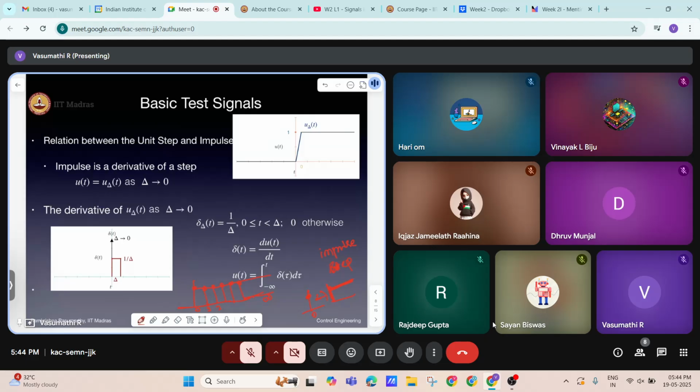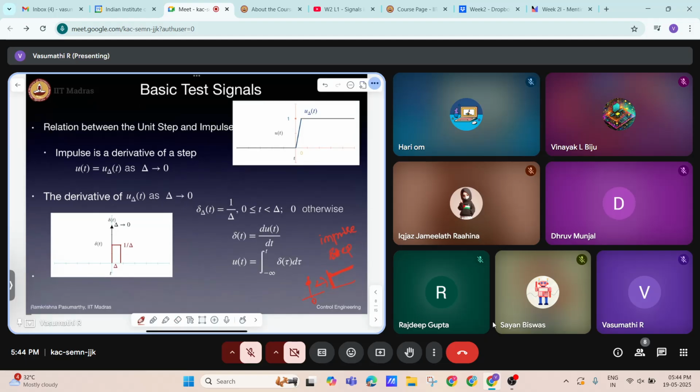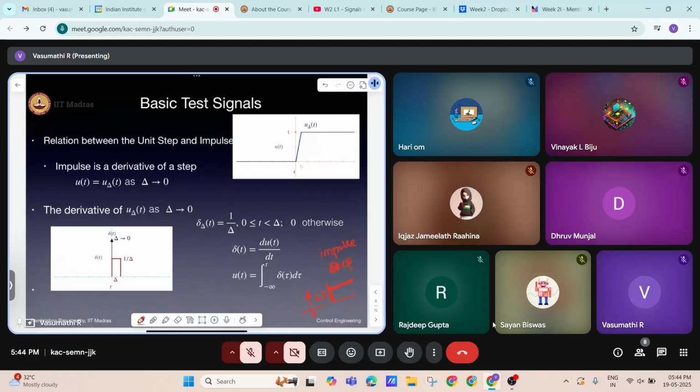Yeah. So that's what the mathematical representation also tells us. If you integrate the impulse signal, you would get a step signal. If you integrate the step signal, you will get a ramp. If you integrate a ramp, you will get a parabola. On the other hand, if you differentiate a step, you will get an impulse.